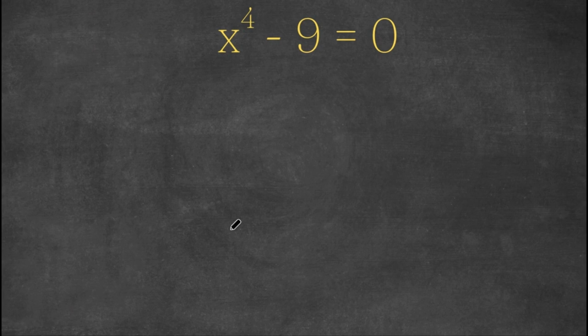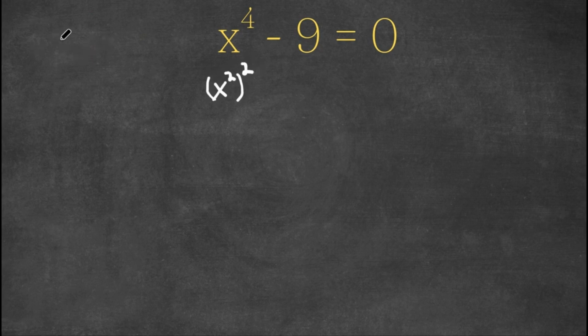In today's video, I'm going to be teaching you guys how to solve this exponential equation. So we have x to the power of 4 minus 9 equals 0. So what I'm first going to do is change x to the power of 4 to x squared to the power of 2.